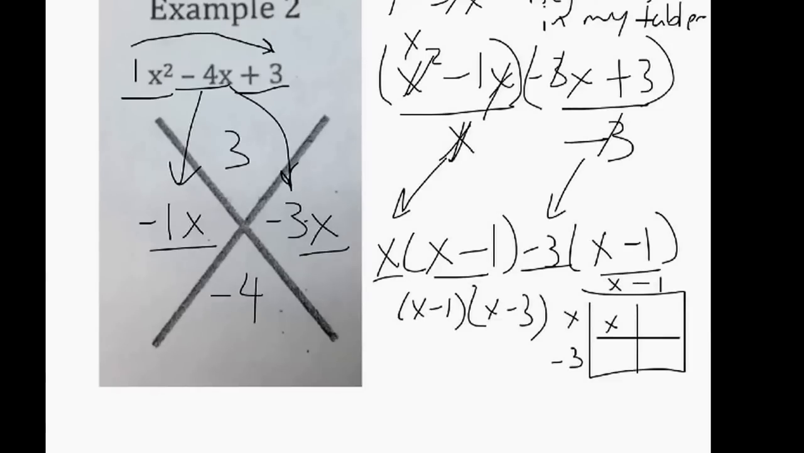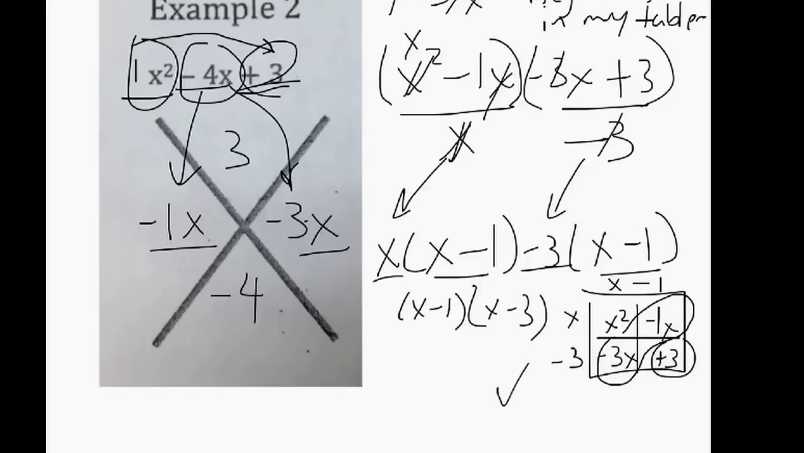x times x is x squared. That's our first number. x times a negative 1 is negative 1x. Negative 3 times x is negative 3x. Those combine to make negative 4x. Negative 3 times negative 3 is positive 9, and that is the end part. So this does check. So this is our answer, x minus 1 times x minus 3.